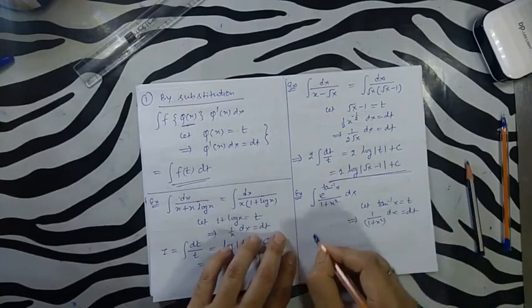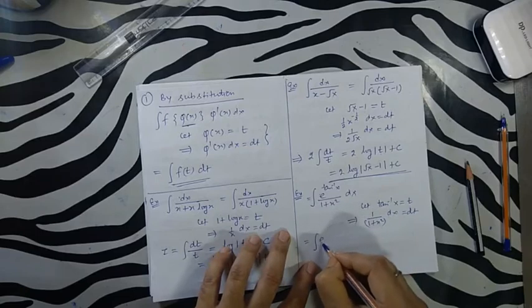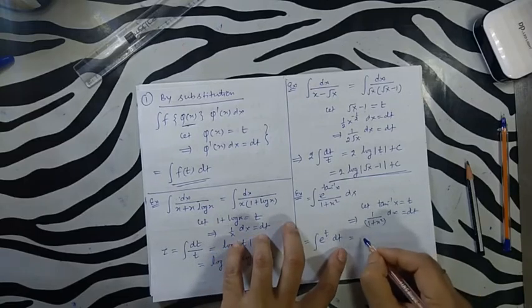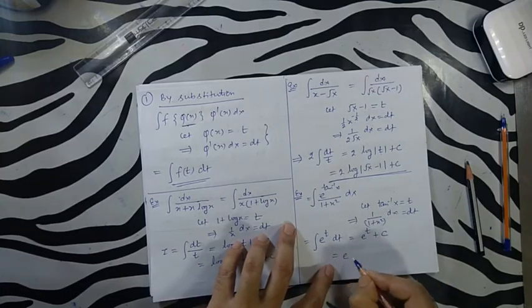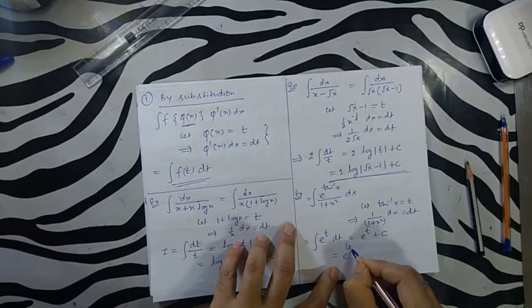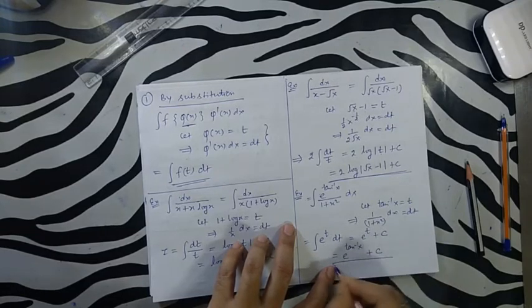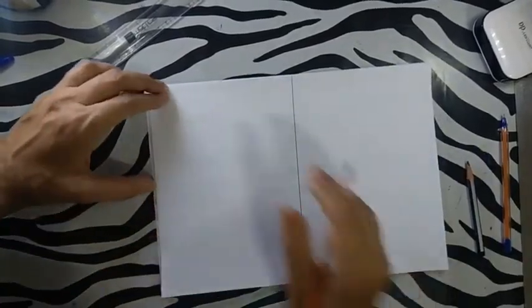So this integration becomes e raised to power t dt, and integration of e raised to power t is e raised to power t plus c. So that is e raised to power tan inverse x plus c. So this is the required solution. Now take one more example.